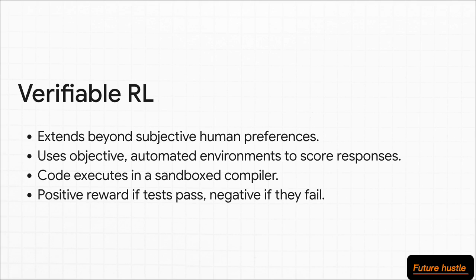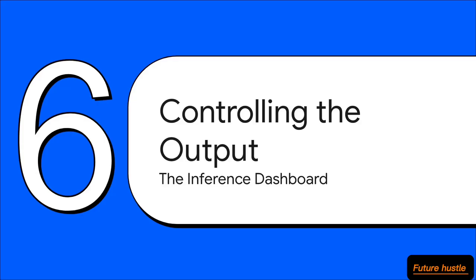Using verifiable reinforcement learning, the AI will write some code, and an automated sandbox compiler will just run it. If the code passes, the AI gets a positive reward. If it crashes, negative reward. The model learns hardcore logic and chain-of-thought reasoning entirely through objective trial and error. No human grading required.